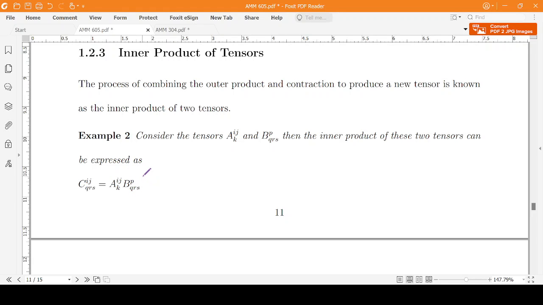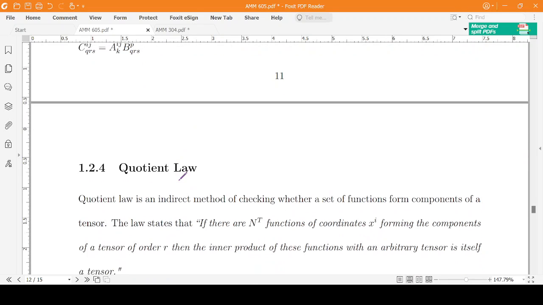Contraction basically reduces the order of the tensor by 2, as we had seen in the previous lesson. For the outer multiplication, we would have just combined these two to form Cijpqrs. We would have combined to form a tensor of order 3 plus 4, which is 7. But when we apply the contraction, it reduces the order by 2, so we end up with a tensor of order 5, or the tensor of rank 5.